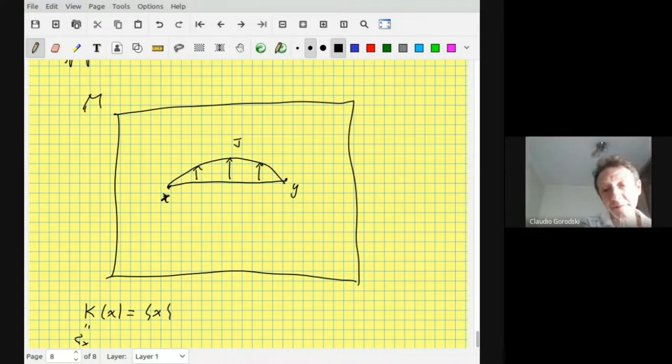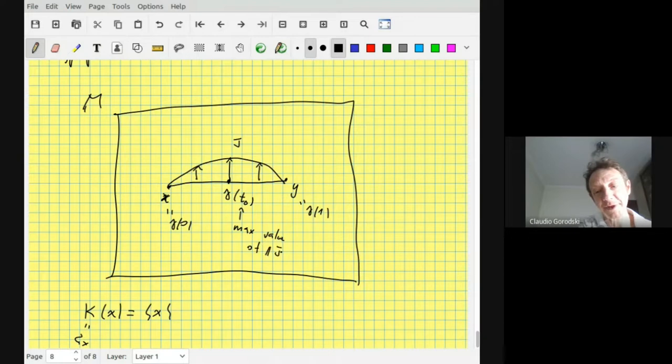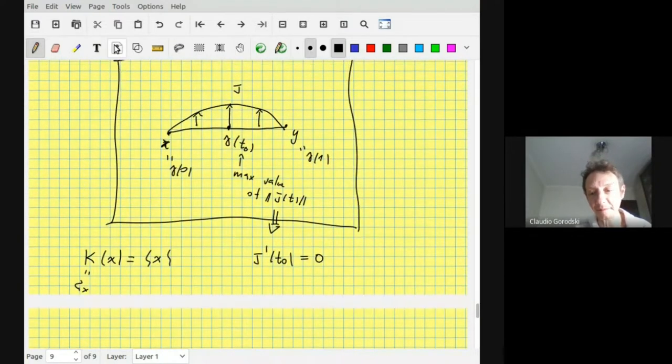And right. So suppose this is gamma at zero, this is gamma at one, and suppose this is the maximum value. It vanishes, right? So the maximum value of the norm of J happens at this point, okay? Then this implies that J prime at t zero is zero.